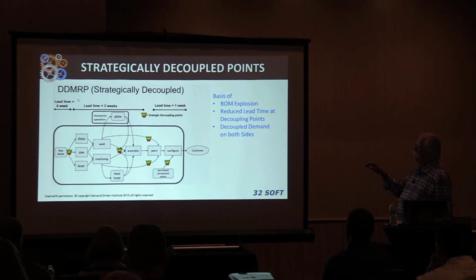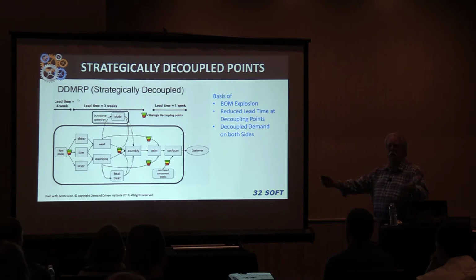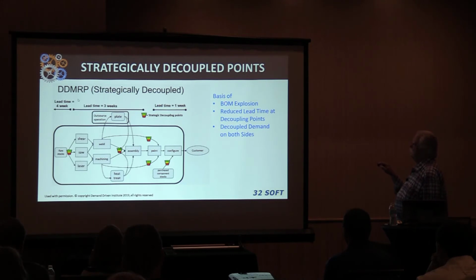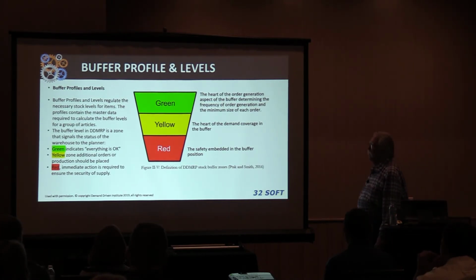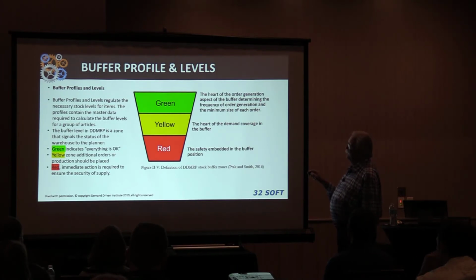And this is just a picture of what a supply chain might look like after you have gone through this strategic decoupling calculation process. It becomes the basis of the BOM explosion, reduces lead time at the decoupling points, and decouples both supply and demand. So once you've developed those, then you go in and you calculate what are called buffer profiles and levels. And these regulate the necessary stock levels for each item. You've got a green zone, which is just the order generation.